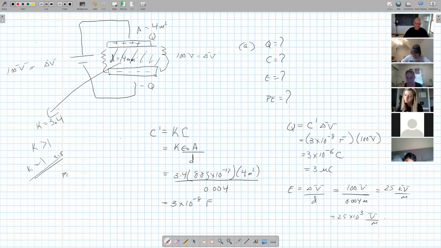Finally, the energy stored. Well, let's look at what we know. We know the capacitance, we also know the potential, so let's use that: the energy is 1/2 the capacitance times the change of potential squared. So this is equal to 1/2 times the capacitance, 3 times 10 to the minus 8, times the potential, which is 100 squared, which is equal to 1.5 times 10 to the minus 4 joules. So that's my energy stored.